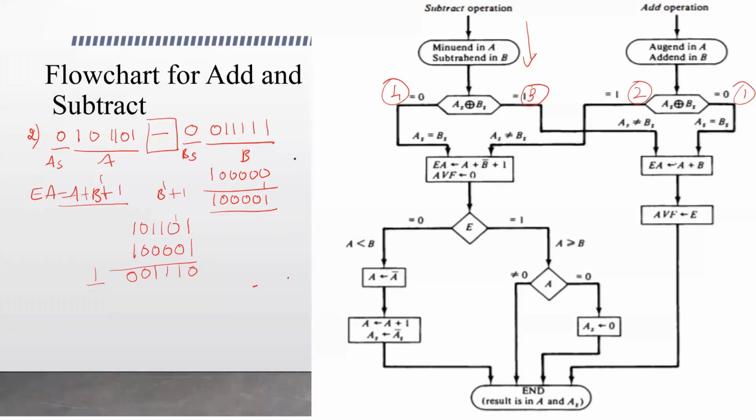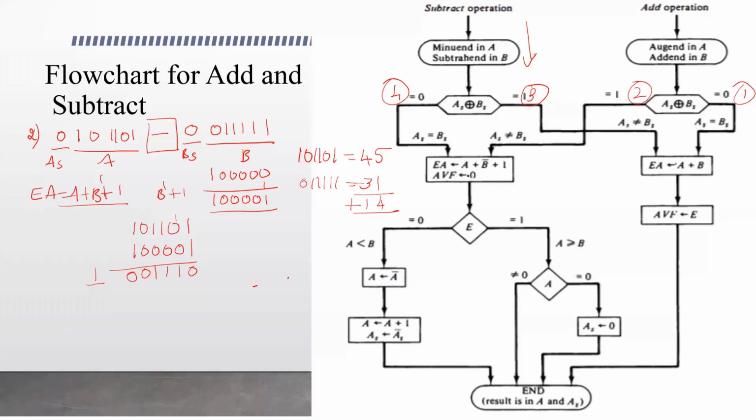Okay, the first number 101101 is 45, and the second number 011111 is 31. And the operation we performed here is 45 minus 31. It is 14. Okay, the result must be plus 14. And here AVF is 0.